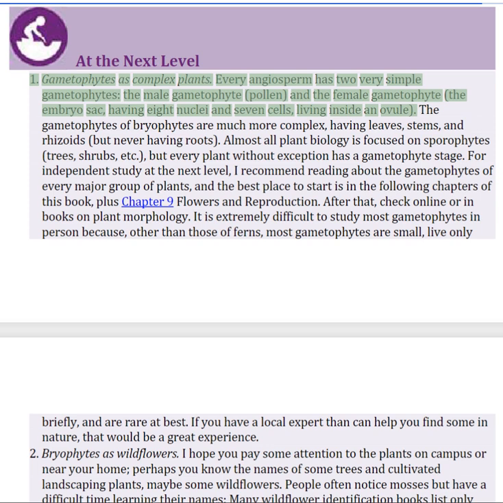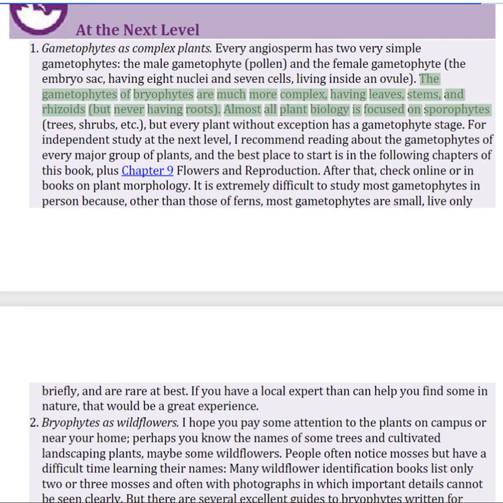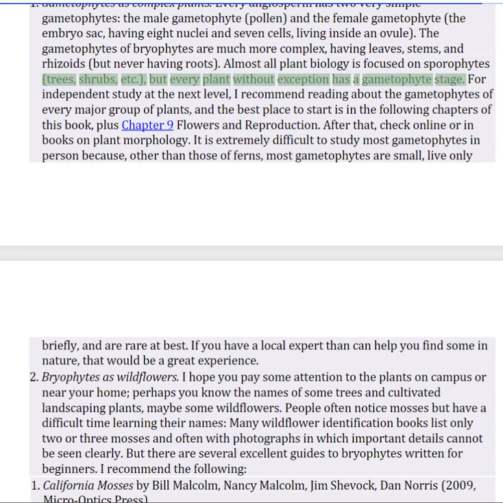1. Gametophytes as complex plants. Every angiosperm has two very simple gametophytes, the male gametophyte and the female gametophyte. The gametophytes of bryophytes are much more complex, having leaves, stems, and rhizoids. Almost all plant biology is focused on sporophytes. But every plant without exception has a gametophyte stage.